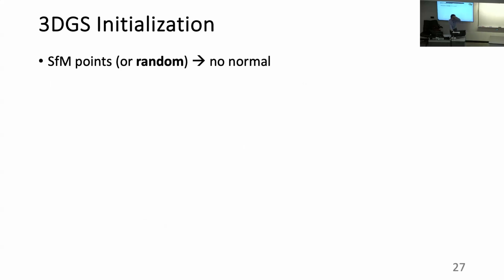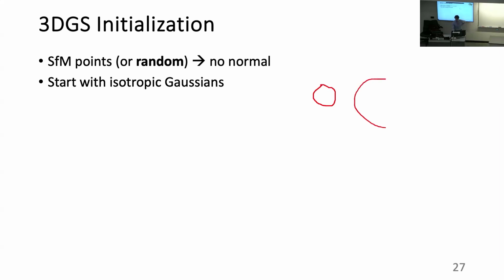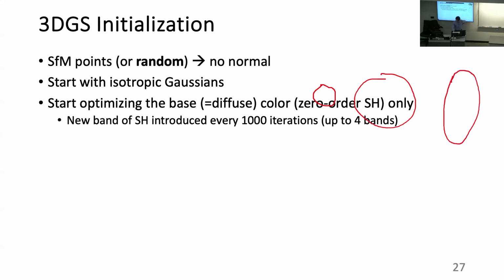So as I mentioned, to initialize 3D Gaussian splats, you either start from a sparse structure from motion point cloud or random, which doesn't give you any normal. So if you remember surfels that came up in previous lectures, you had a notion of a normal for each surfel. We don't have a normal for 3D Gaussian splats. And they start with isotropic Gaussians, which simply means that they have the same scale along each dimension. Whereas anisotropic means that it varies depending on which way you're coming at it.